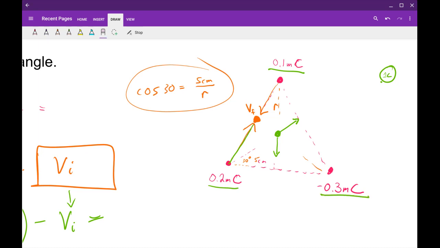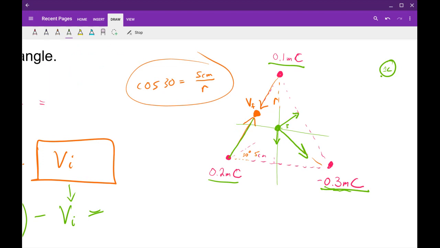If you look closely, this one would be long because it's a bigger charge, and this one right here would be the shortest. So essentially we need to put a coordinate plane here. We'll say that's 30 degrees, this is negative 30 degrees, and this one down here is negative 90 degrees.